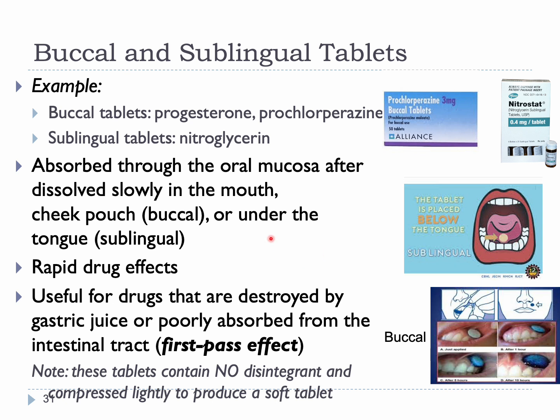These kinds of tablets will provide rapid drug effects. The drug can dissolve slowly, but the solution can be absorbed immediately into the blood system. It's useful for drugs that are destroyed by gastric acids or poorly absorbed from the intestinal tract. This means it's useful for avoiding the first pass effect, because the drug can go directly to the blood without going through the liver, so it can avoid metabolism of the drug.